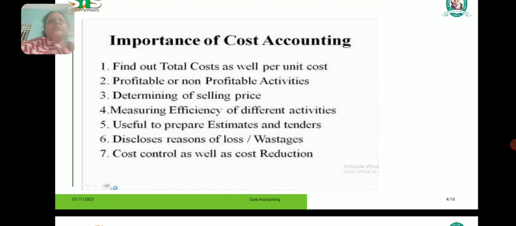Importance of cost accounting. It is helpful to find out the total cost as well as cost per unit of a product. Profitable and non-profitable activities can be reviewed. It is determining the selling price of the product. It measures the efficiency of different activities. It is useful to prepare estimates and tender. It discloses reasons of loss and wastage. It controls cost reduction.